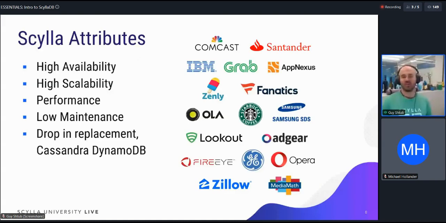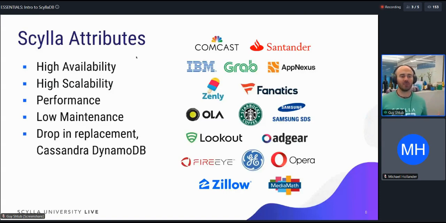Third is performance. The system provides low and consistent latencies and a very high throughput. Low maintenance: the system has auto-tuning capabilities, and it's easy to maintain. And finally, drop-in replacement for Cassandra and DynamoDB. So if you're running an application that's using Cassandra or DynamoDB, you can simply replace the underlying database with ScyllaDB and get lots of benefits.